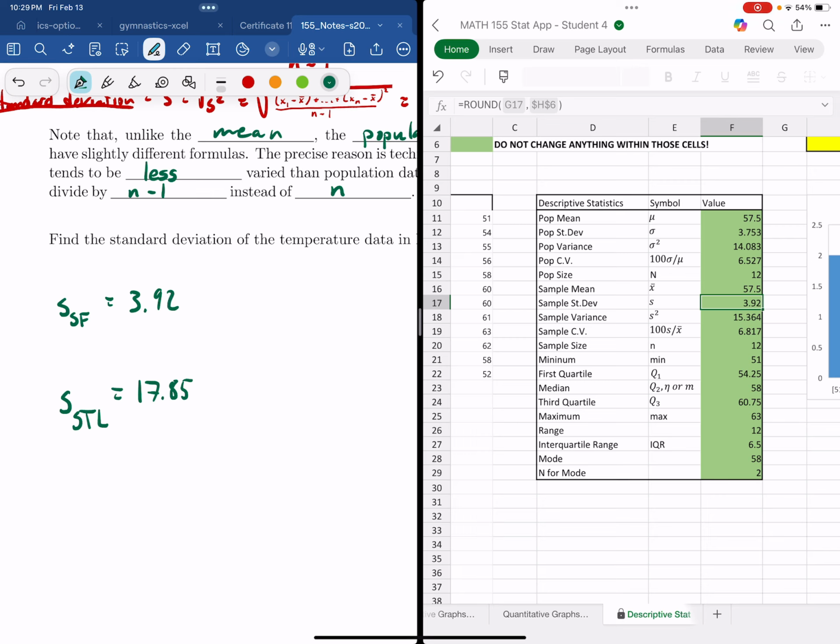So that's what it is. And by the way, in case you're wondering what the unit is, it's the same as it is for the mean. The variance is degrees squared, which is kind of weird, but the standard deviation is just the same unit as before.